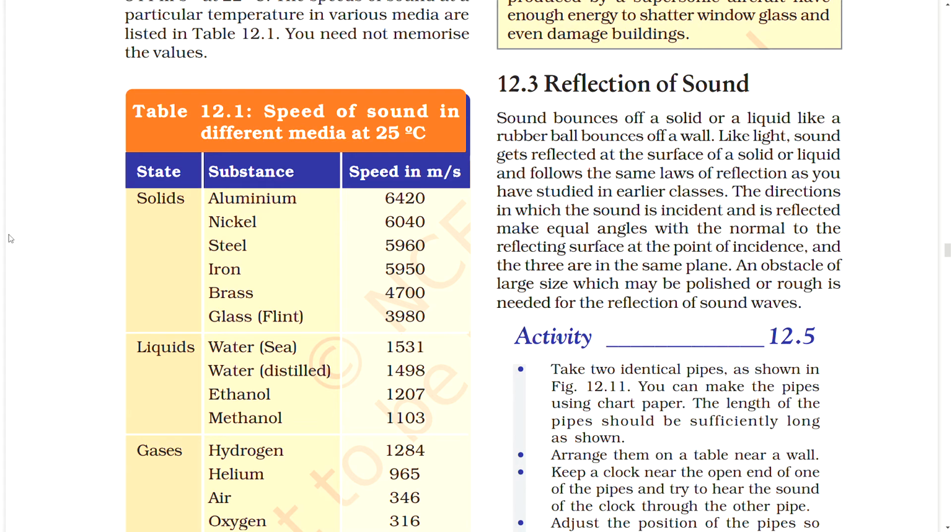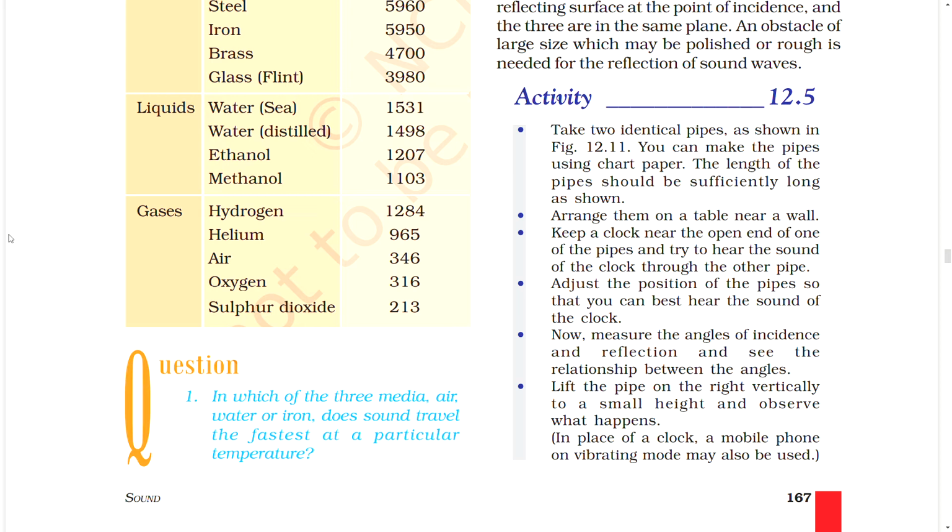Activity 12.5. Take two identical pipes as shown in the figure. You can make the pipes using chart paper. The length of the pipe should be sufficiently long as shown. Arrange them on a table near a wall. Keep a clock near the open end of one of the pipes and try to hear the sound of the clock through the other pipe. Adjust the position of the pipe so that you can best hear the sound of the clock. Now measure the angles of incidence and reflection and see the relationship between the angles. Lift the pipe on the right vertically to a small height and observe what happens. In place of a clock, a mobile phone on vibrating mode may also be used.